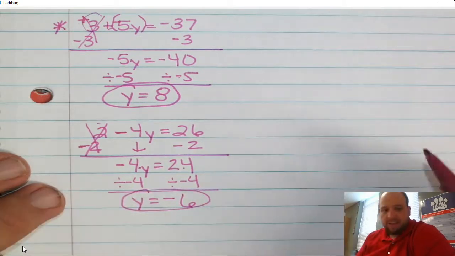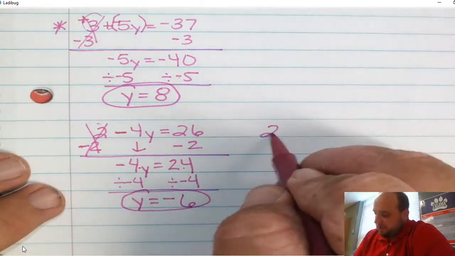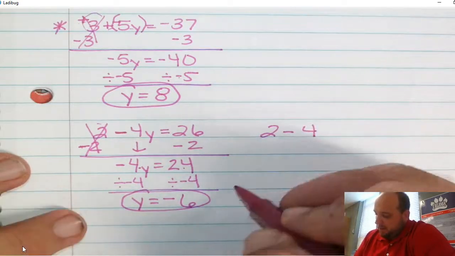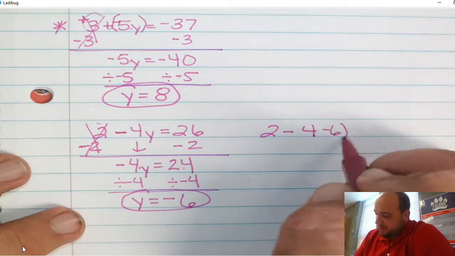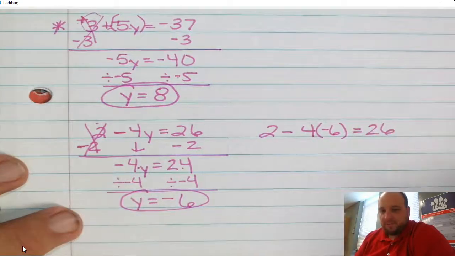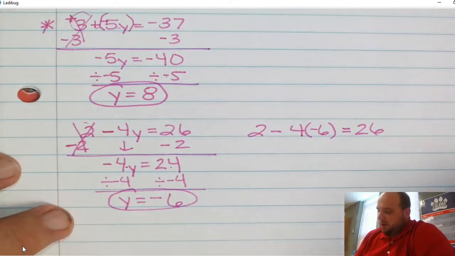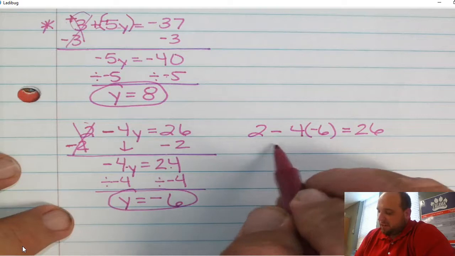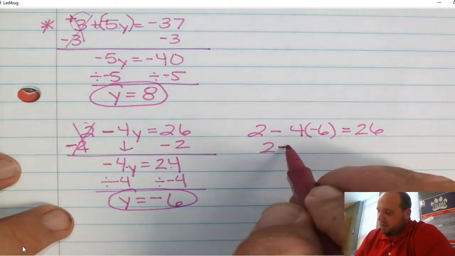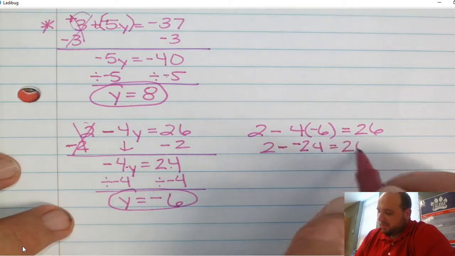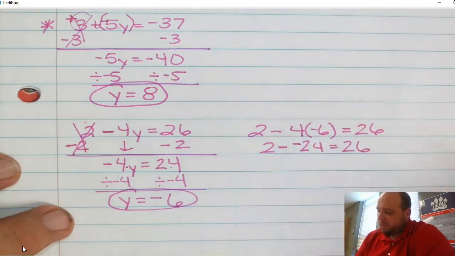Let me double check that just to make sure. I'm going to put 2 in here. I'm going to go minus 4. And then I'm going to put in parentheses a negative 6. And remember, we're multiplying that. And it should equal 26. Okay? So I have 4 times negative 6, which is a negative 24. So I have 2 minus, this is a negative 24, because 4 times negative 6 is negative 24.